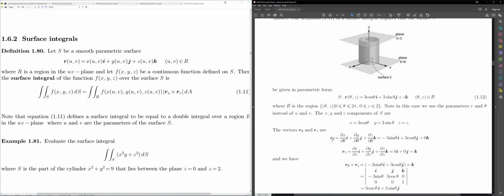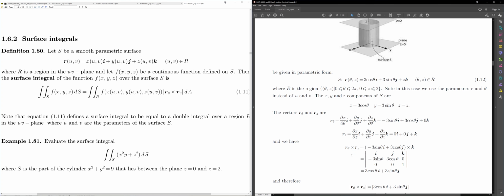Now that I have r_theta and r_z, I need to take the cross product of r_theta and r_z. Notice you want to do it in this order. This is your first parameter and this is your second parameter, so you'd have r_theta, r_z. You don't want r_z cross r_theta, because that would throw off everything by a minus sign. So I have r_theta cross r_z.